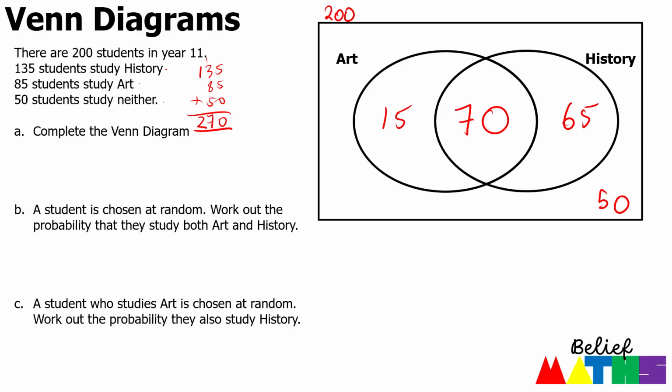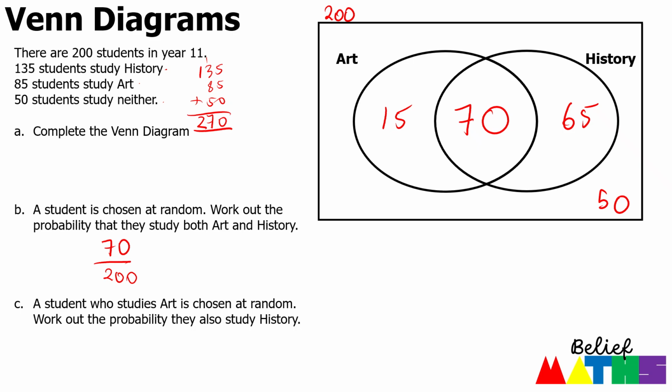Now, similarly to frequency trees, it said a student is chosen at random, so that's one of the 200 students. Work out the probability they study both subjects. Again, just 70 out of 200. We don't need to simplify that. It's just nice and easy.